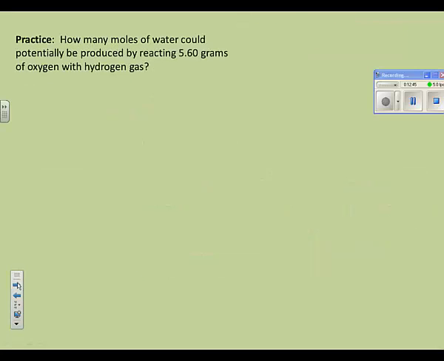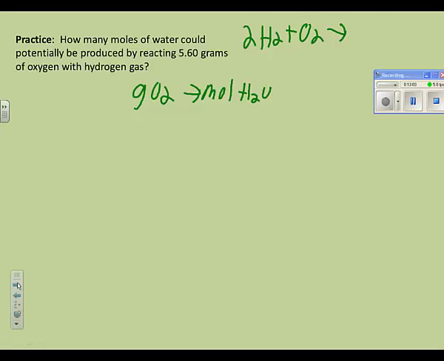Okay, next one. How many moles of water can be potentially produced? So go from grams of O2 to moles of H2O. Once again, you're going to need the equation: 2H2 plus O2 yields 2H2O. So you start with your given. This time you're given not moles, but 5.6 grams of O2.